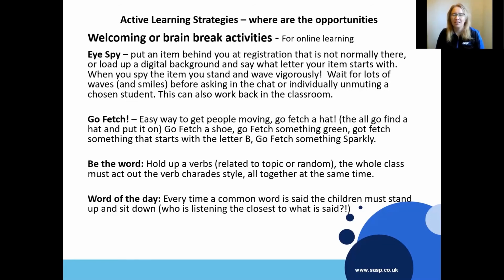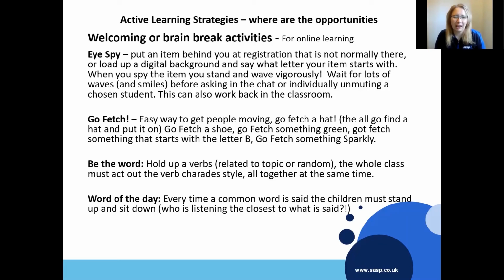Be the word. This is a bit like charades. You're going to hold up a verb. It can be related to your topic or it could be random. And the whole class must act out their verb charades all together at the same time. And you can always spotlight somebody if you particularly like the way that they're acting out the verb.